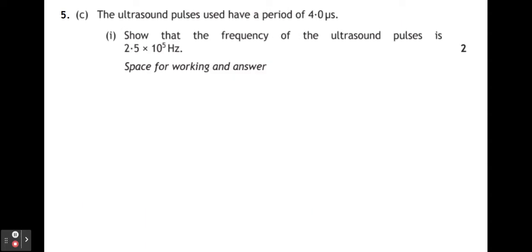Next, part C. The ultrasound pulses have a period of 4 microseconds. Show that the frequency of the ultrasound pulse is 2.5 times 10 to the power 5 hertz. Pause the video and try and work this out.